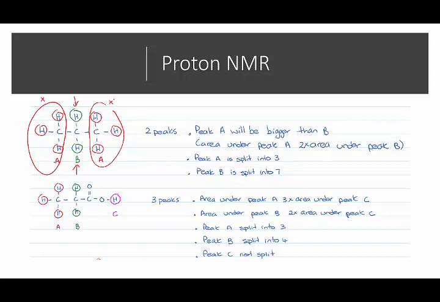Okay. Now, in the second molecule over here, we're going to have 3 peaks. Peak A, that corresponds to these hydrogens. Peak B and peak C. Peak C is not going to be split at all because there are no hydrogens attached to the neighboring carbon. Peak B is going to be split into 4 because the neighboring carbon has 3 hydrogens attached. And peak A is going to be split into 3 because the neighboring carbon has 2 hydrogens attached. So if I could encourage you to get some further practice at this.